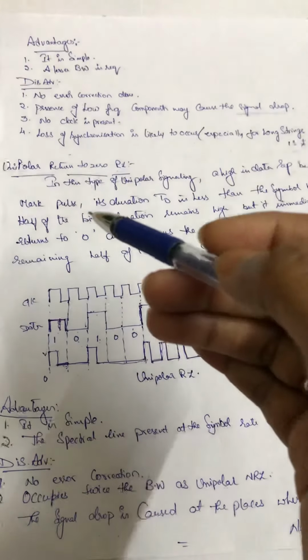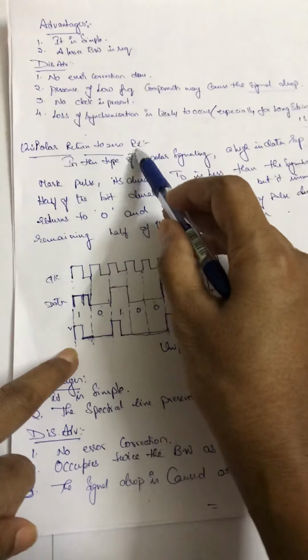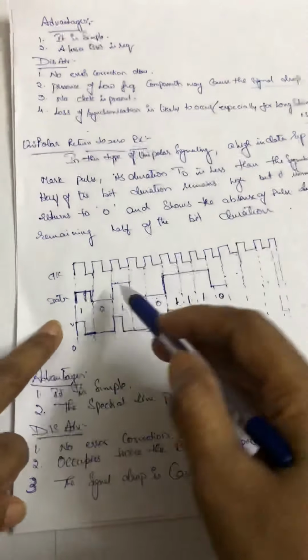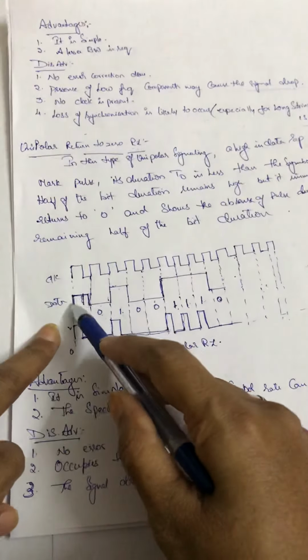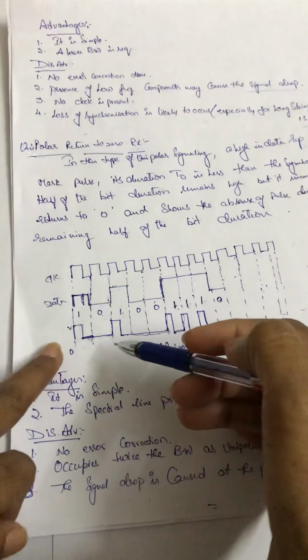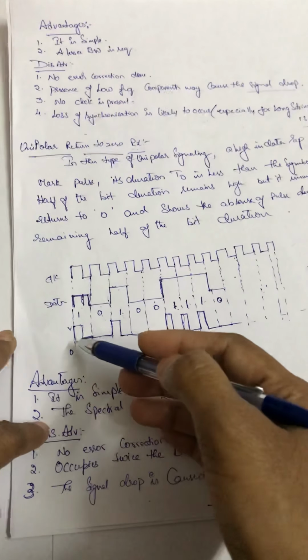What is unipolar return to 0? By seeing this figure you can understand clearly. Return to 0 means it is always coming back to 0. Let us take the data 1 0 1 0 0 1 1 1 0. These are the binary data we have, and we should convert them into digital signals.